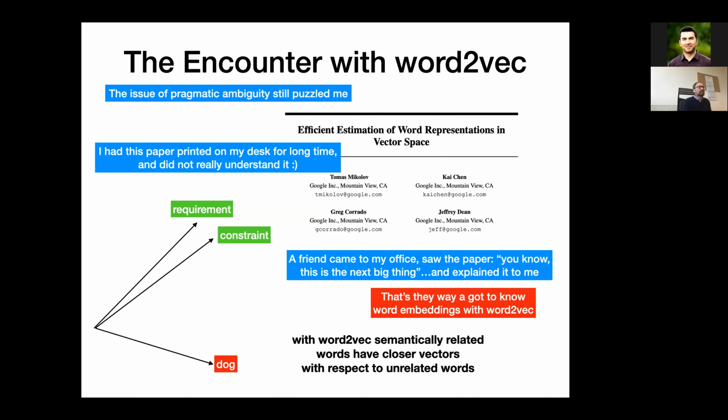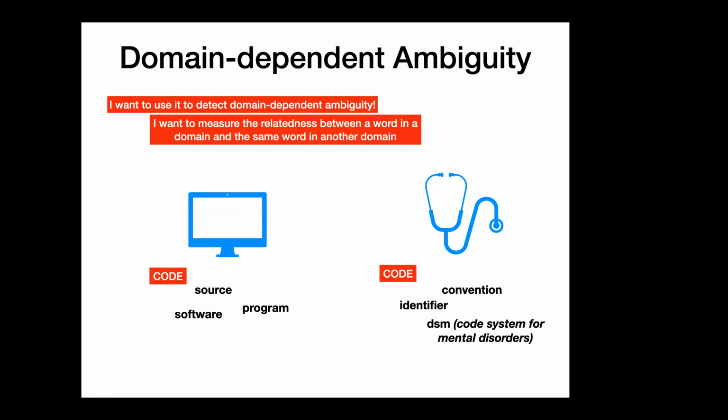Okay. So I decided I wanted to use this to detect domain-dependent ambiguity. And in particular, I wanted to measure the relatedness between a word in a domain and the same word in another domain. So I want to check that the word code in computer science is associated to source code, while the word code in the medical domain is related to identifier, and it is actually a code treated as a convention. Okay, so they have different meanings.